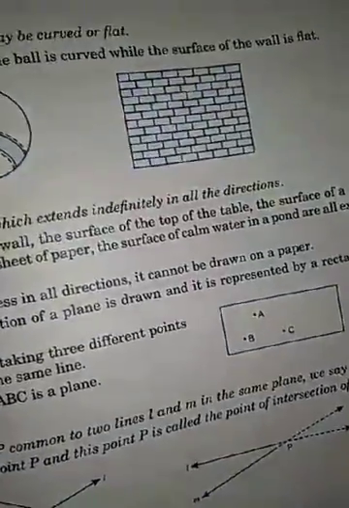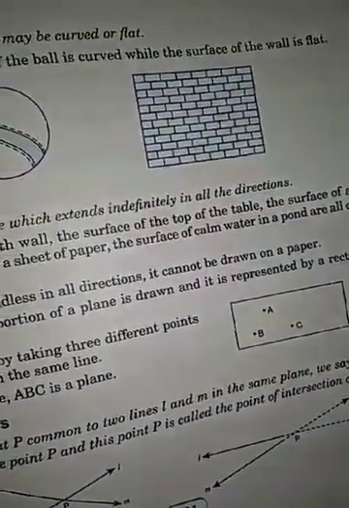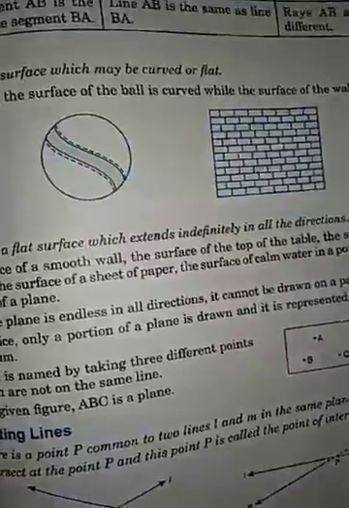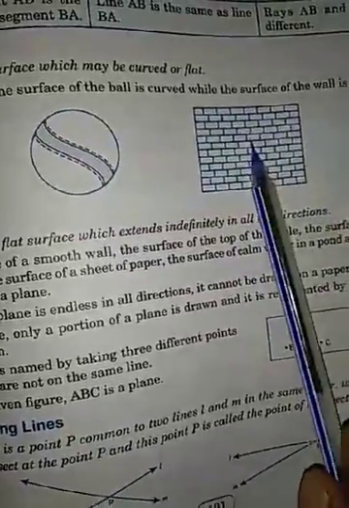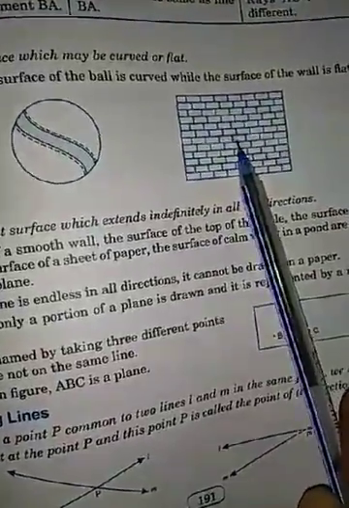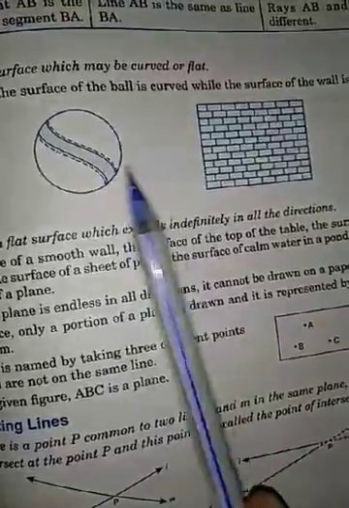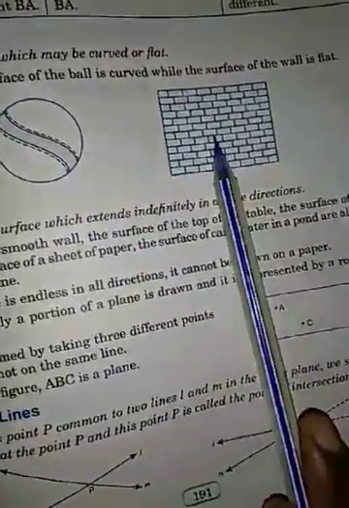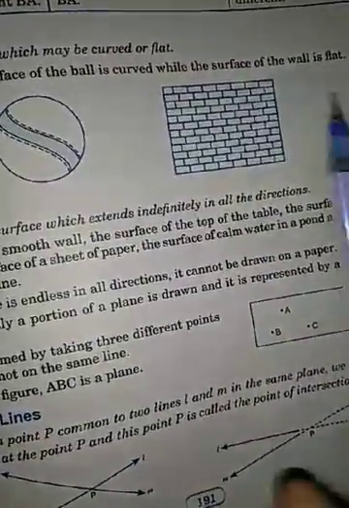Now surface. A solid has a surface which may be curved or flat. It is a flat surface, and it is a curved surface. For example, the surface of a ball is curved, the surface of a wall is flat.